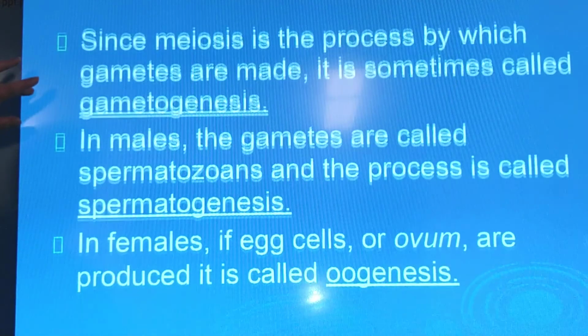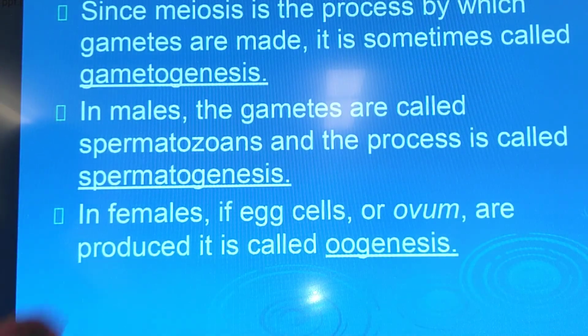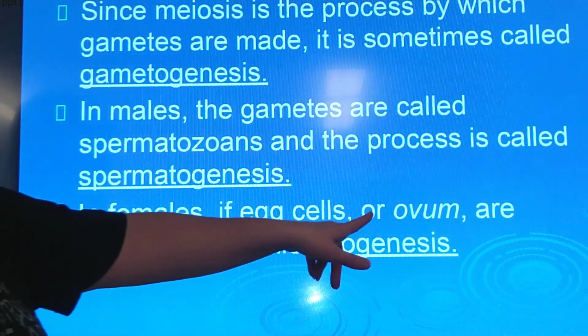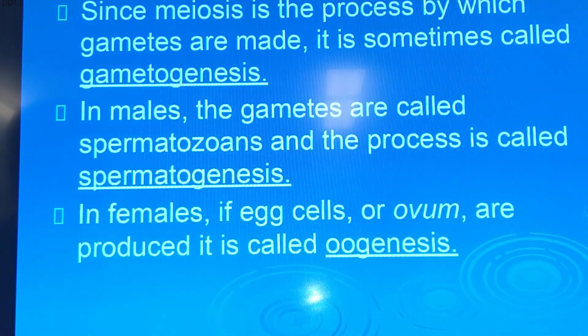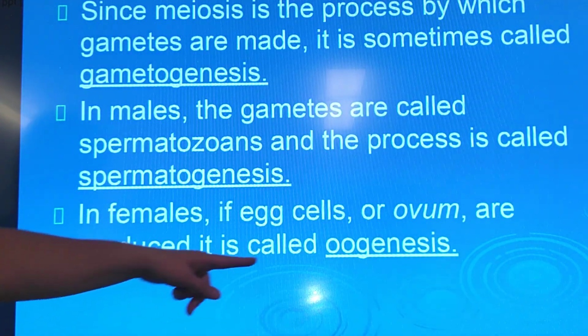Since meiosis is a process by which gametes are made, it's sometimes called gametogenesis. Males' gametes are called spermatozoa, we call them sperm for short, and the process is called spermatogenesis. In females, when the egg cell or ovum is produced, it's called oogenesis. Ovum is just another word for egg.